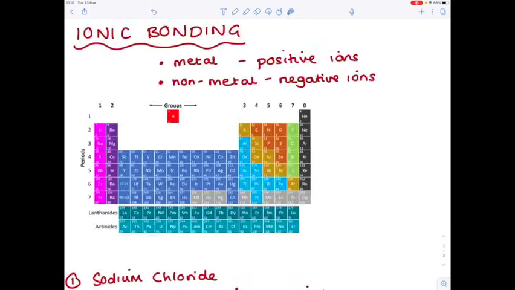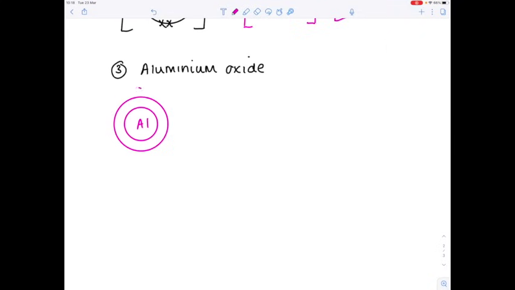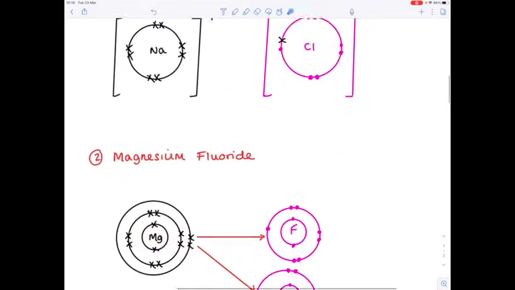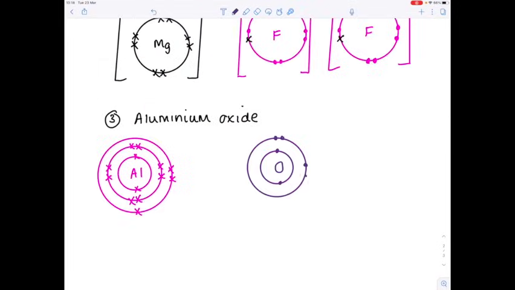In our third and final example, we're going to look at aluminium oxide. Aluminium sits here, it has 13 electrons. Oxygen has 8 electrons. Now this one's slightly more difficult because if we have a look at what's going to happen, we know that aluminium needs to lose these 3 electrons. So it's quite straightforward to know that those 2 electrons will go here.